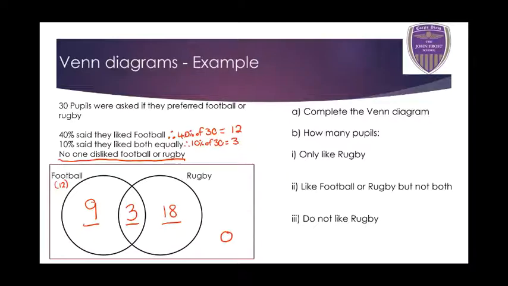All our data is contained in this Venn diagram now, because there are 0 people who disliked football or rugby. And if you wanted to fill in this bracket up here, 3 plus 18 is 21. So we know that 21 pupils like rugby. They may also like football, but we know 21 pupils do like rugby. So let's have a look at the questions. How many pupils only like rugby? We're going to be looking at this section here. It's the rugby circle that doesn't include those who also like football. That is going to be 18.